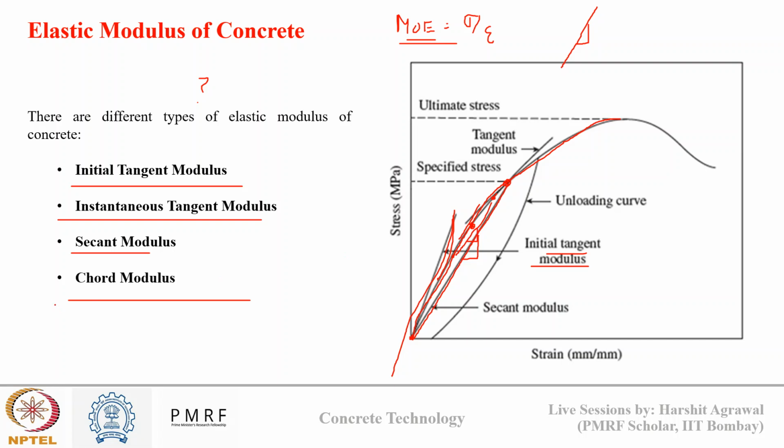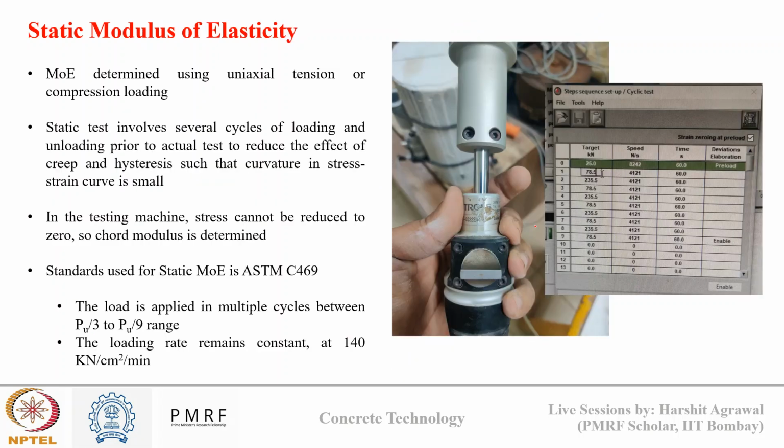Okay, now how do we determine the MOE of concrete in the lab? That is, by definition, what MOE is, and how do we practically measure MOE in the lab? There are two methods. One is known as static MOE, and another is known as dynamic MOE. First we will look at static MOE.